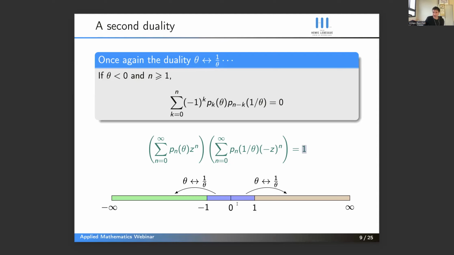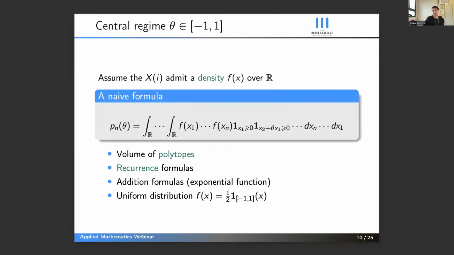Anyway, as a conclusion of these 2 slides, what happens is that we have a central regime for theta between -1 and 1, and then we have this duality, which makes that if you know what happens between 0 and 1, you know what happens between 1 and infinity, and the same between -1 and 0. You get this part in green between -infinity and -1. Okay, so as a conclusion, we just want to understand what happens for theta between -1 and 1, and then we are going to have this universality result about transferring the parameter theta to 1 over theta. So this is why now we are just going to be interested in this regime where theta is between -1 and 1, because it's all we have to say.